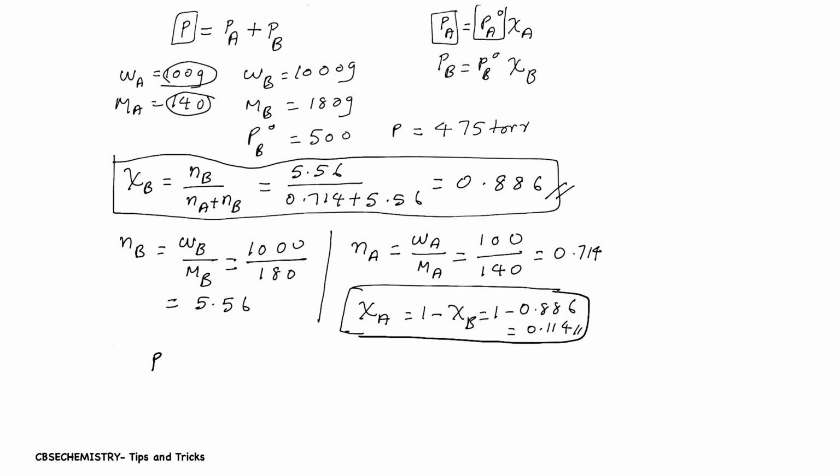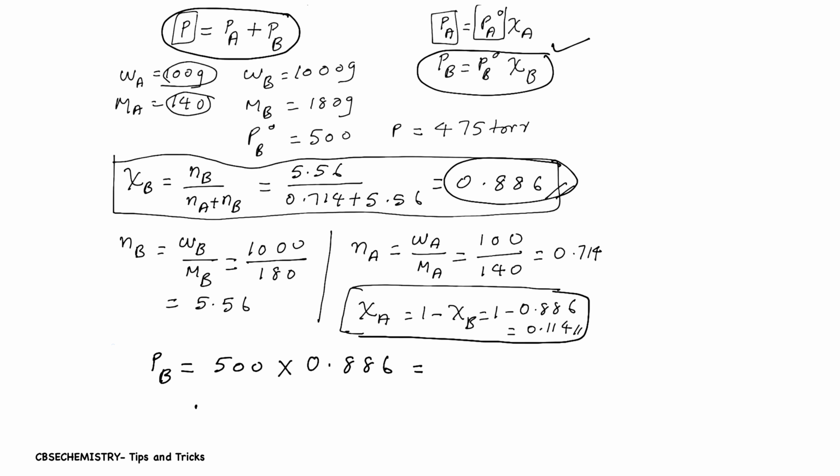Now we can find PB, right? What is PB? PB is equal to PB standard chi B. What is PB standard? 500. What is chi B? Chi B is 0.886. On calculating, we will get 443 torr.